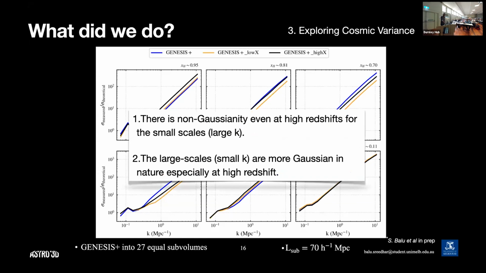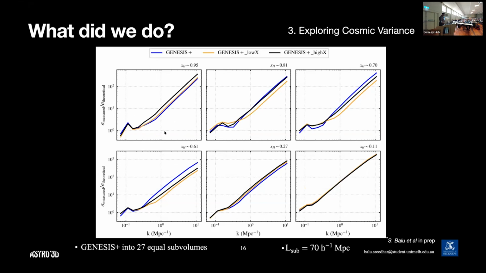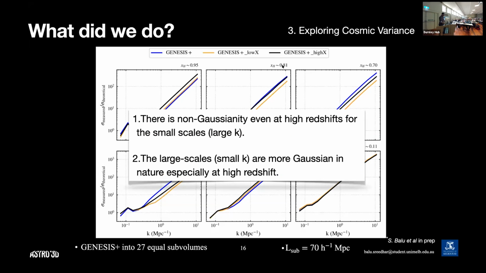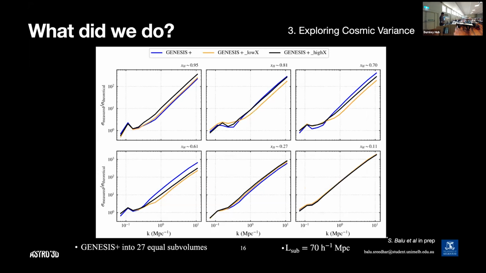What you see from this is that there is non-Gaussianity even at high redshift for small scales, for example, here. And for large scales, the large scales are more Gaussian in nature, especially at high redshifts. And those are the main things I've done in the last 2 years.